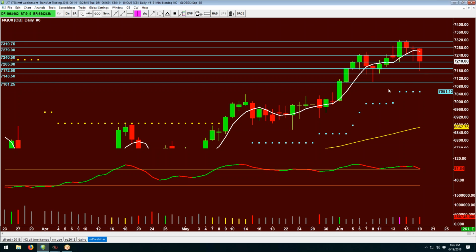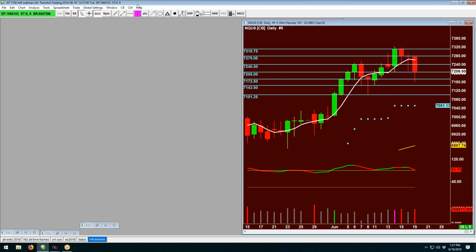So based on what we have here on the daily, we've got the 72.05, 71, 72.50, 43.50, and then I've got this 71.01 and a quarter area. We'll just stick with this general vicinity for now. We won't get down into this area yet. So that's what we have on the daily. So let's look at it on a 15-minute chart now.